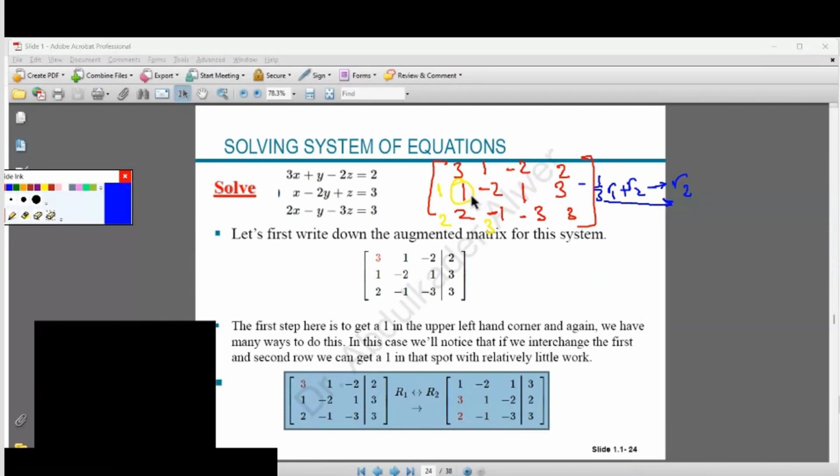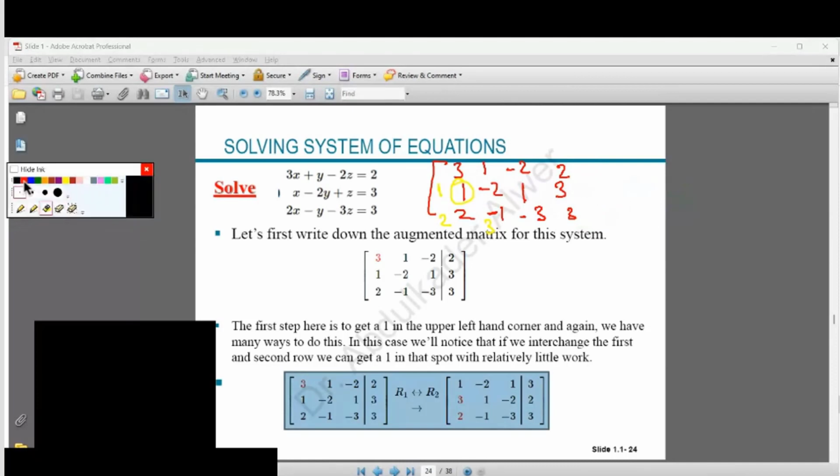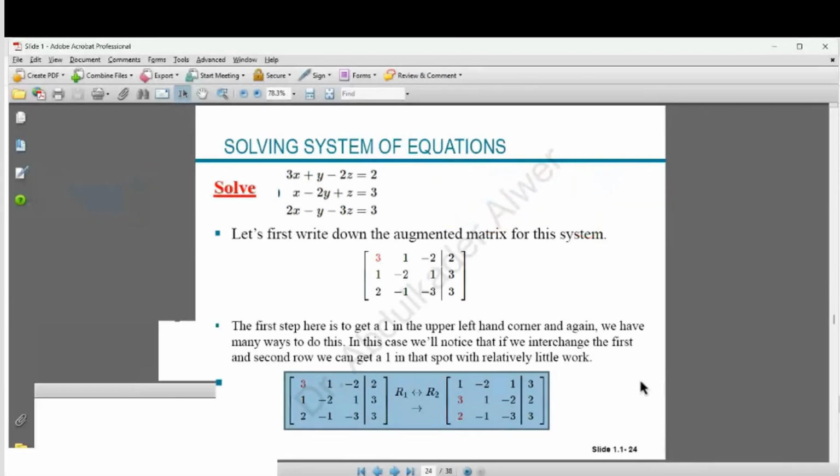Either multiply this with 3 or third. I prefer, wallahi, to multiply the first one just to make this clear. Give me this, yes, here. Close this. I will multiply R2 with minus 3. So, okay, close this, repeat again.